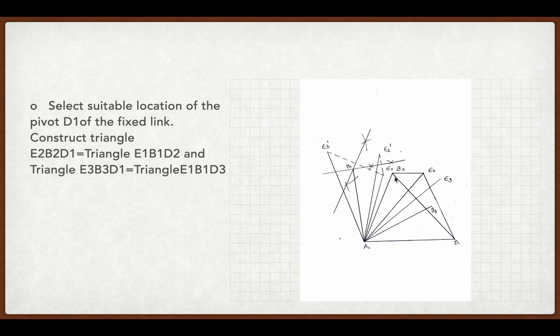Similarly, we have to join the point D1 to E3 and B3, forming the triangle E3, B3, D1. Now, we have to select another point D3 such that the triangle E3, B3, D1 is equal to triangle E1, B1, D3 in the similar fashion as the above. In the following figures, you can see that we have constructed two sets of triangles that are congruent.